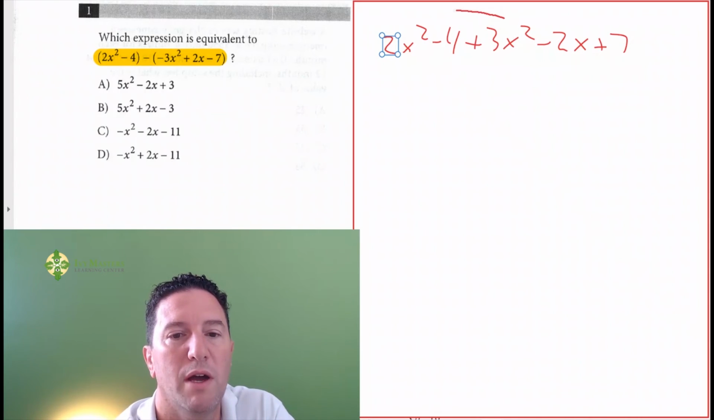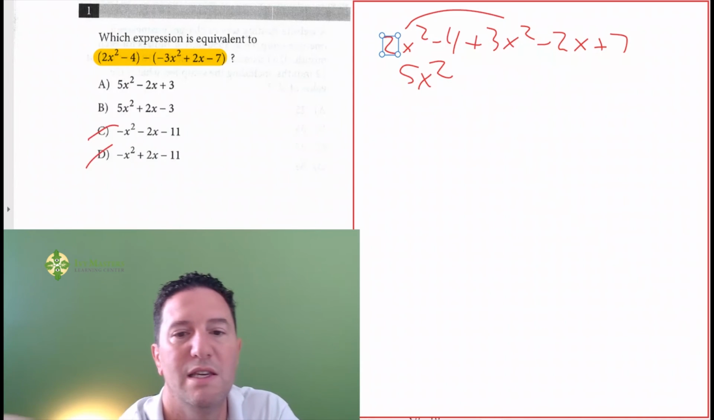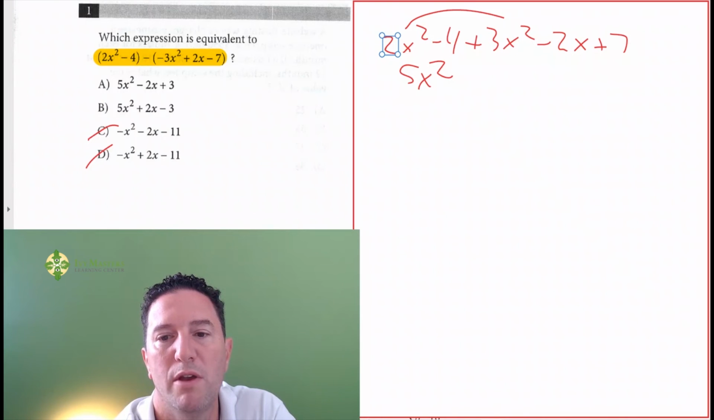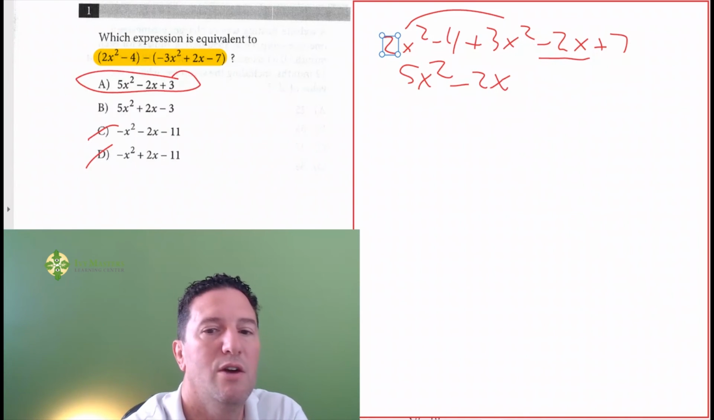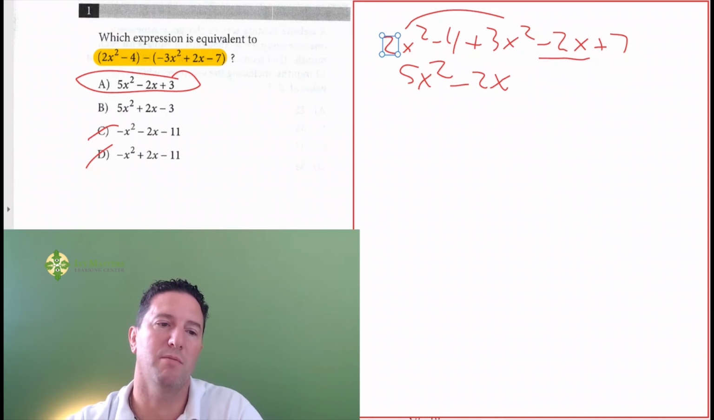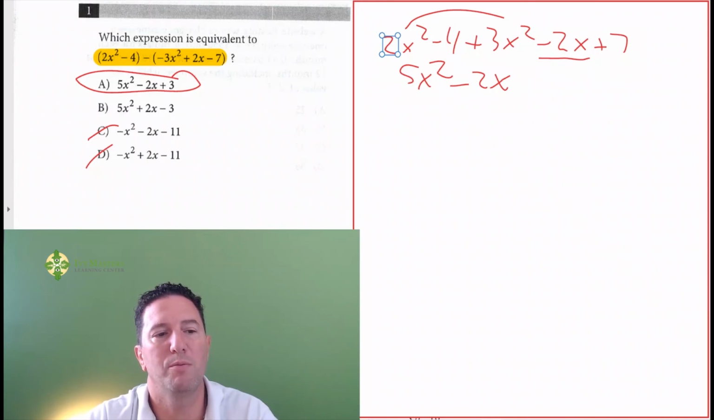Now what I'm going to do, combine like terms, I get 5x squared. As soon as I get 5x squared, I eliminate C and D. And then what's my middle term? It's negative 2x minus 2x. And then again, I know it's A. And then of course when I combine my numbers, I wind up with 3.